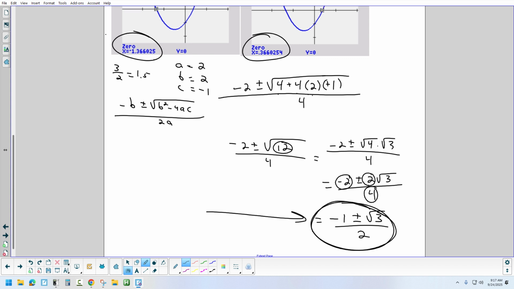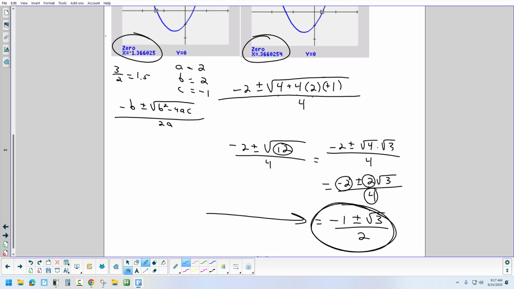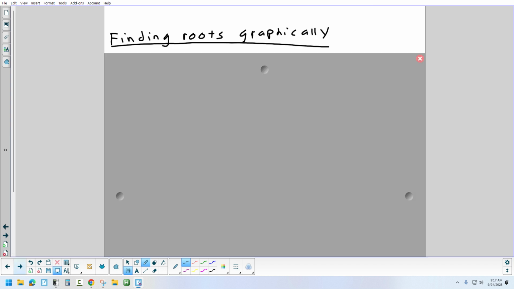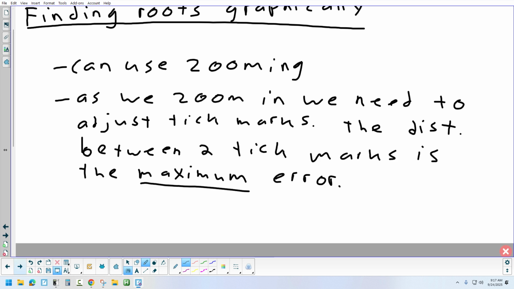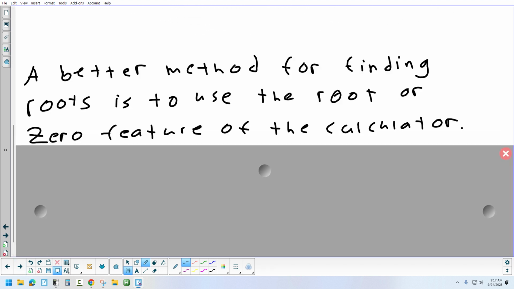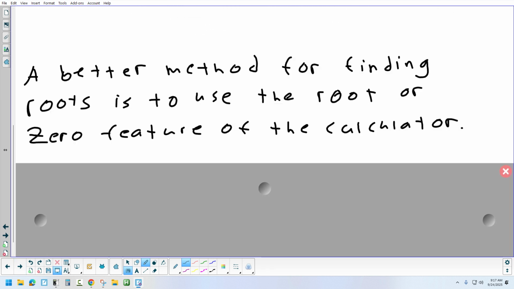Great. So any question on the difference between getting the exact answer and the approximate answer? I just changed the exact answer to a decimal to confirm it was the same. But normally we don't do that. Okay, so finding roots. When we find roots on the calculator, we just did it, but I want to write it down. Just gonna go like this.